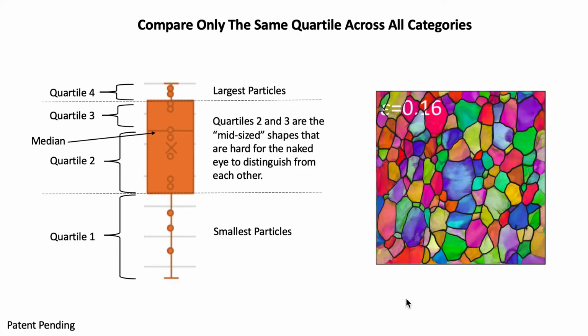So for the titanium alloys, we turned the frequency plot of every object into one scalar value by summing all the bins, which allows us to calculate the quartiles of the distribution of each particle. And so the fourth quartile represents the largest particles, quartile 1 represents the smallest particles, and quartiles 2 and 3 represent the mid-sized particles that the eye has a hard time distinguishing.